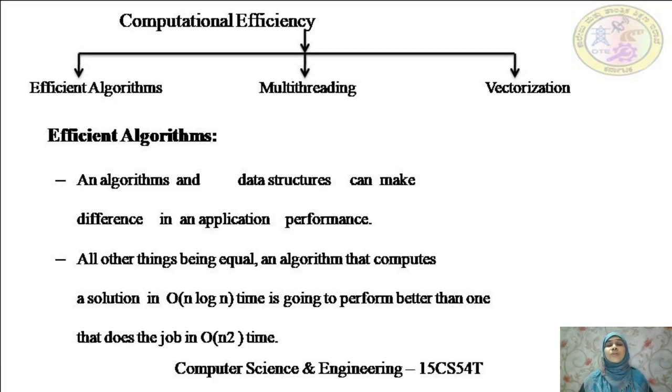As you know, computational efficiency is nothing but computing the different kinds of instructions with the minimum cost of energy, and it is categorized into three different types: efficient algorithm, multi-threading, and vectorization. We'll see them one by one.